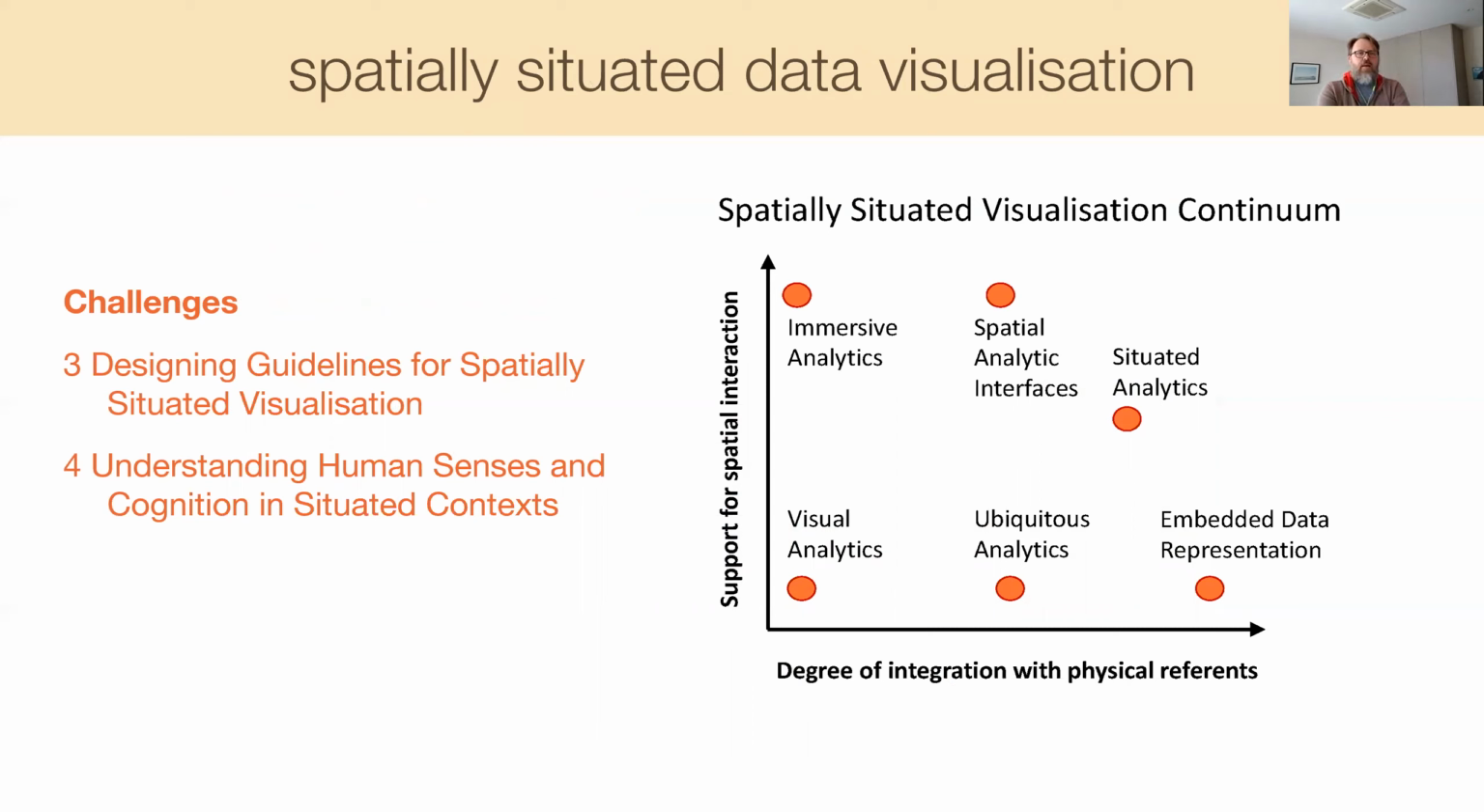Number 3 is designing guidelines for spatially situated visualization, and number 4 is understanding human senses and cognition in situated contexts. I think these are both related to one another, and they both tie into this chart that I've shown here. This is from the paper. We call it the spatially situated visualization continuum.